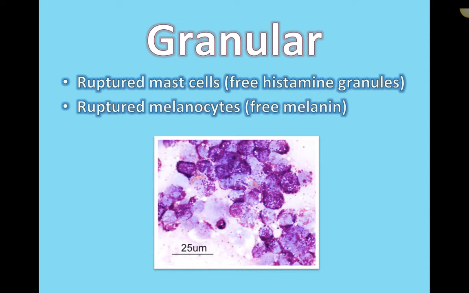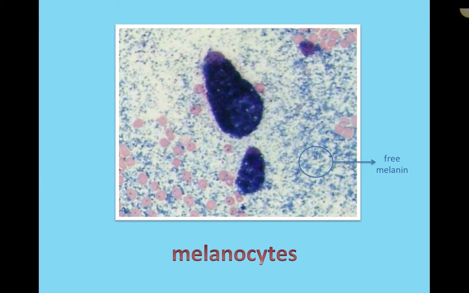Otherwise, granular is acceptable. Okay, here's an example of a granular background. Now this one is more than just a granular background. One of our next classifications is red blood cells in the background. So this would actually be a granular and red blood cell background as well. And you can see these are melanocytes, the two big guys, a little bit strange shape, nucleus to one side, lots of melanin covering. Okay, big melanocyte, little melanocyte.